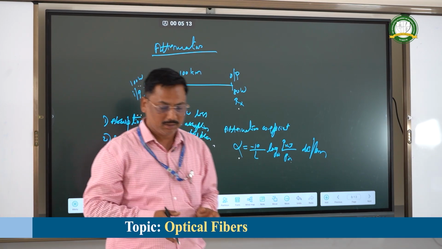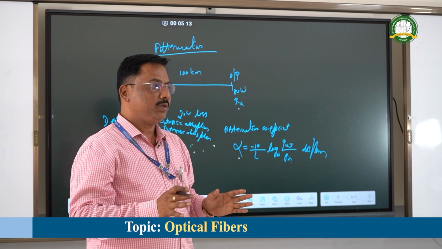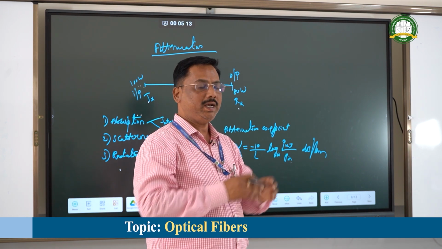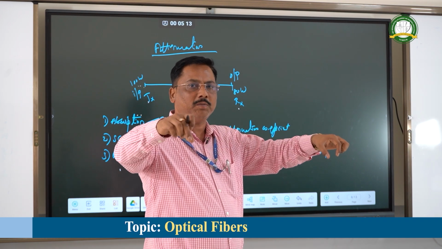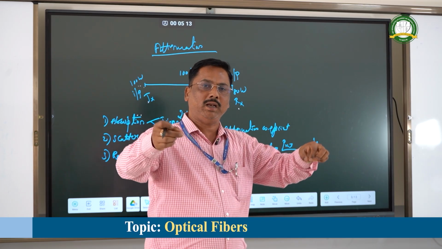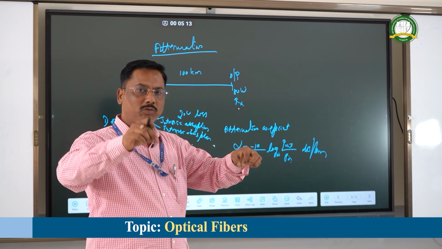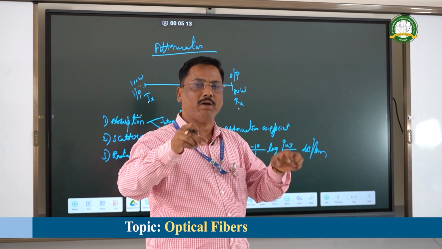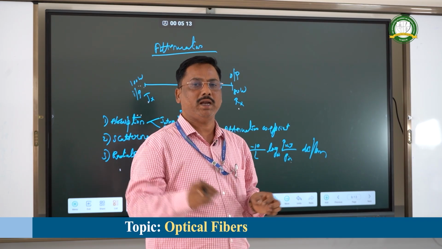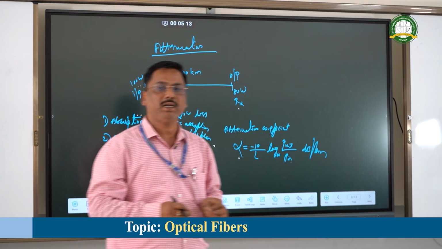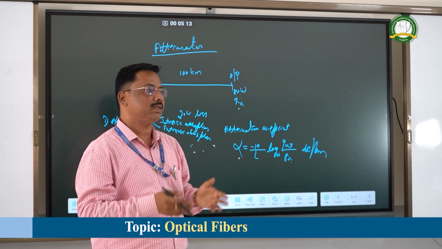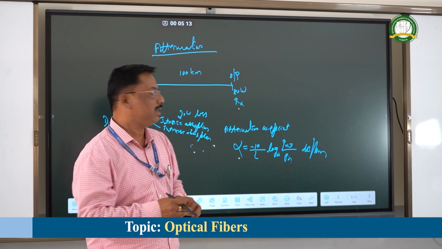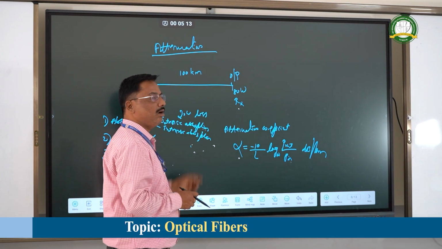Intrinsic absorption means, already we know that optical fibers are made up of glass or plastics. When a light signal is propagating along the optical fiber, the material with which the optical fibers are fabricated itself absorbs the incoming light. That is called intrinsic absorption. The material itself, either silica or plastic, absorbs the light.